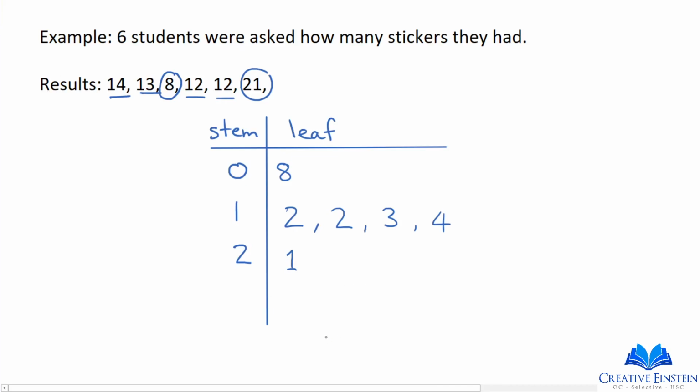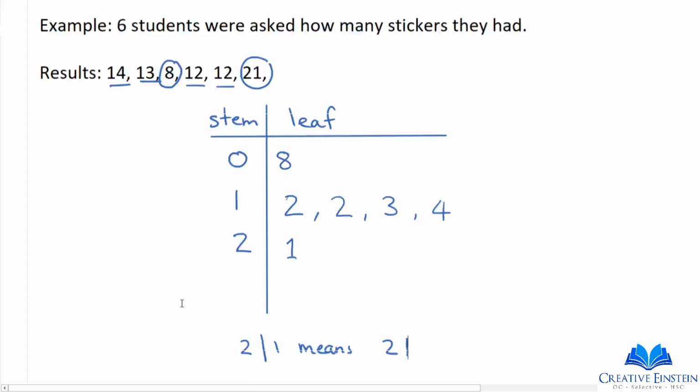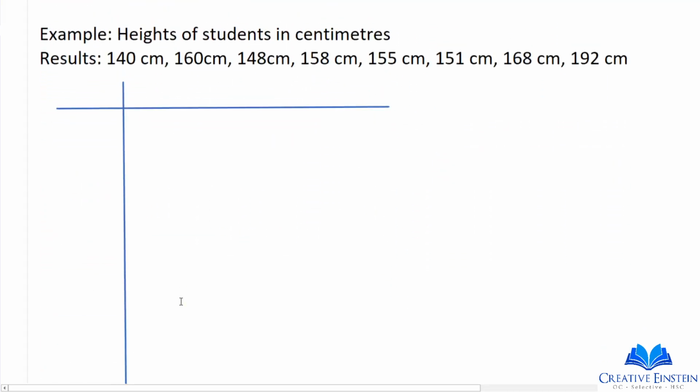The last thing I need to do is a key. So I'm going to make my key 2/1 means 21. Okay, moving down now. This is the last example that we're going to go through. This is the height of students in centimeters.